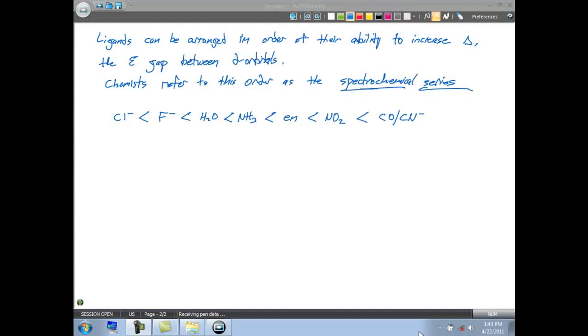There's in reality a large amount of ligands that we can analyze, and typically when you see this chart, it's drawn with an arrow and it says increasing delta. So this is going to increase the delta for whatever complex that these ligands will bind to. On the left-hand side, we refer to these ligands as weak field ligands. And over here, the CO and CN minus case, we refer to these as strong field ligands.